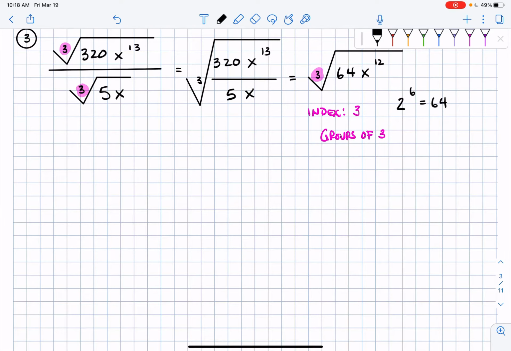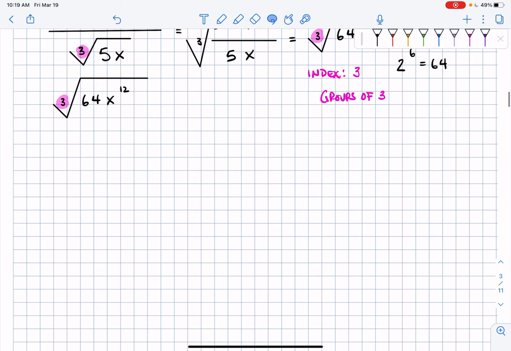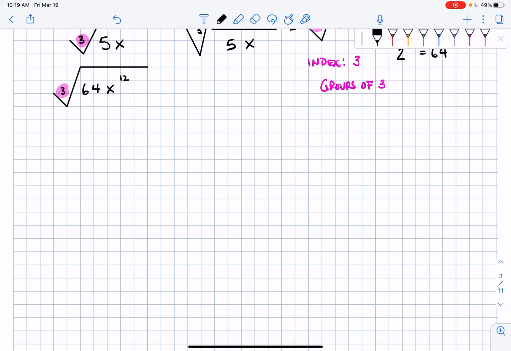Okay. So let me go ahead and copy this, or at least duplicate it. Bring it over here. So that means I want to take 64 and break it down to 2 times 2 times 2 times 2 times 2 times 2. And x is going to be 1, 2, 3, 4, 5, 6, 7, 8, 9, 10, 11, 12. Okay? All right. So let's see here.